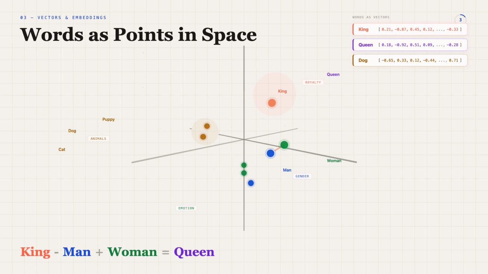And here's the magic. You can do math with these. King minus man plus woman actually equals queen. The AI learned relationships between words just from reading text.